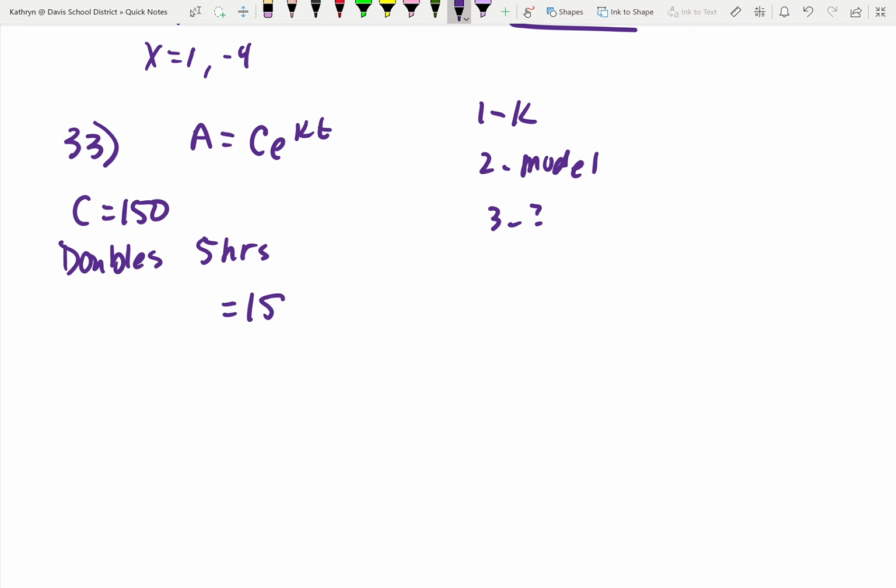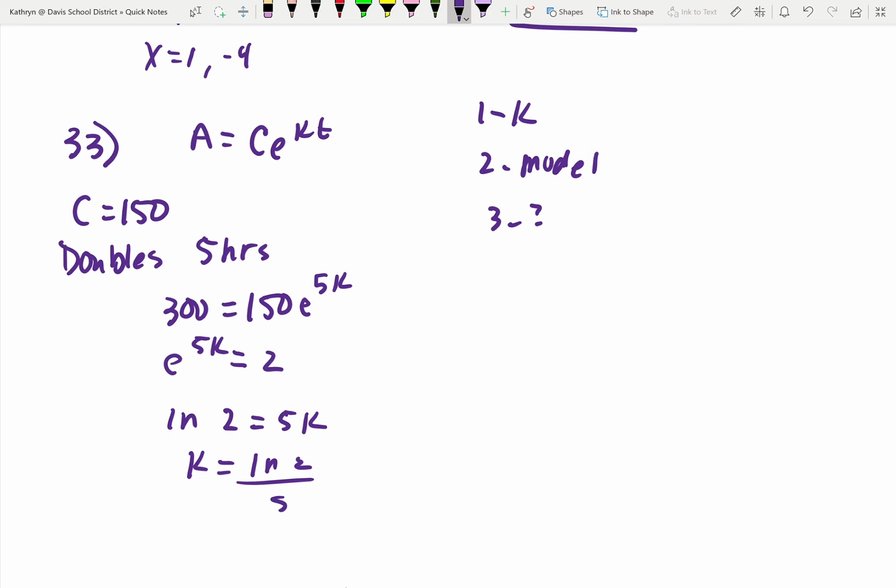So C is what I start with. Double it, so it's 300. How much time passed? 5. So I put in values for A and C and T, and now I'm going to find my k. So I divide, e to the 5k, 300 divided by 150 is a 2. Convert it, log base e of 2 is equal to 5k. Divide, you get ln 2 divided by 5.